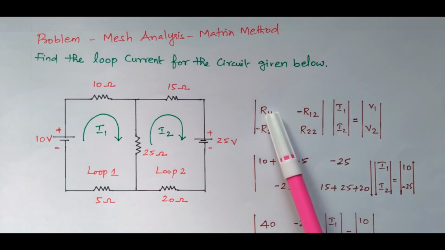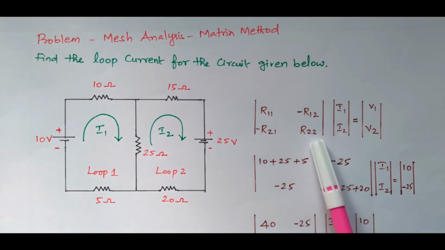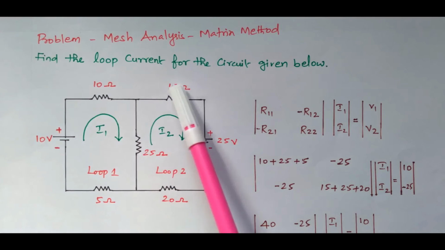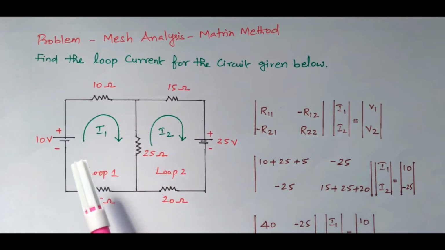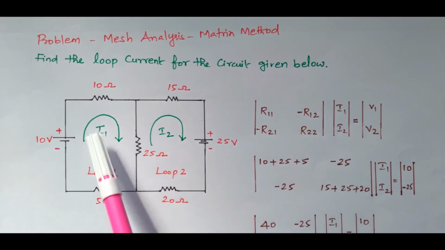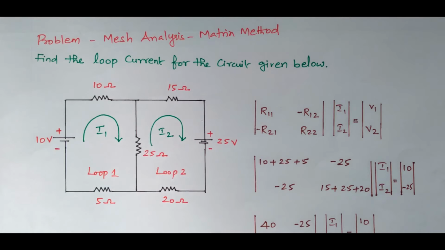Right. So R11 is the resistors available in the first loop. R22 is the resistors available in the second loop. R12 or R21 means the resistor commonly available between loop 1 and loop 2, that is this 25 ohm. Now frame the resistance matrix. What is the current? I1 and I2. That only we need to find.